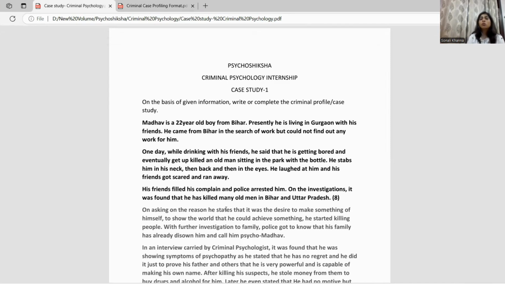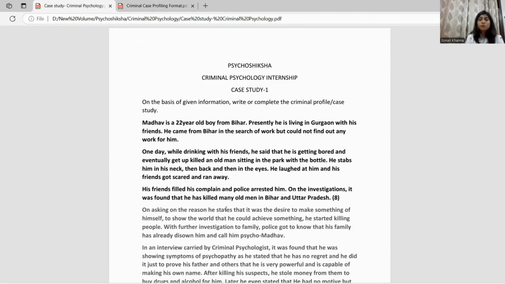Madhav is a 22-year-old boy from Bihar, presently living in Gurgaon with his friends. He came from Bihar in search of work, but could not find any work. One day, while drinking with his friends, he said that he is getting bored and eventually killed an old man sitting in the park with a bottle. He stabbed him in his neck, then back, and then in the eyes. He laughed at him and his friends got scared and ran away. His friend filed a complaint and police arrested him.